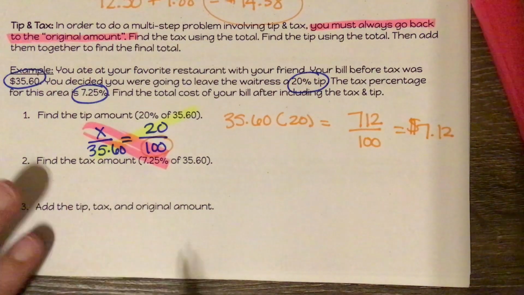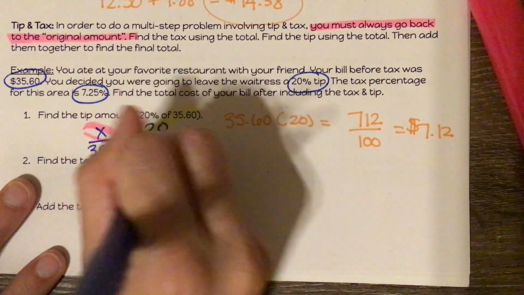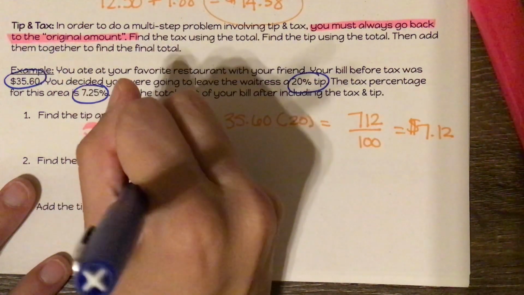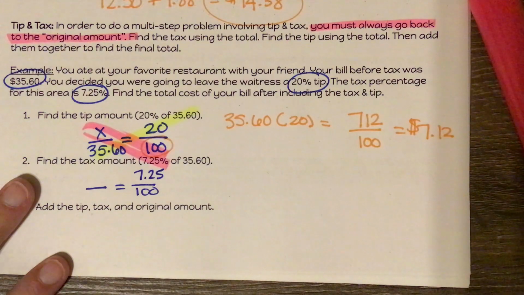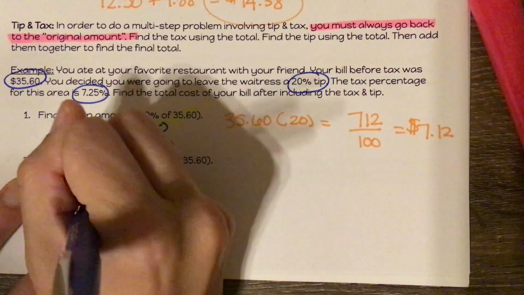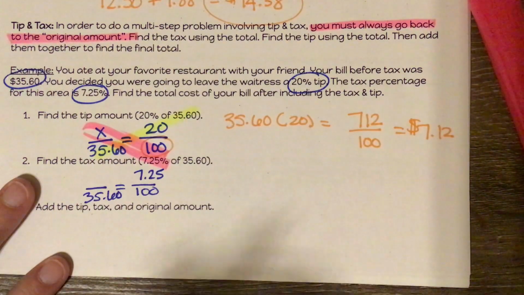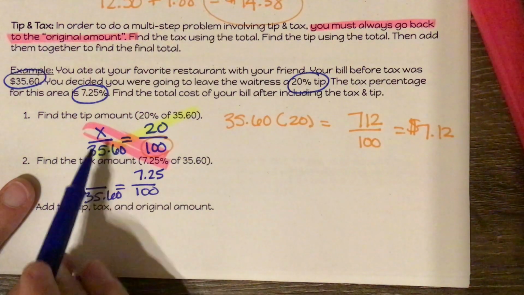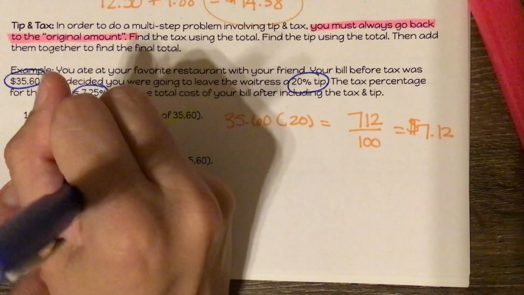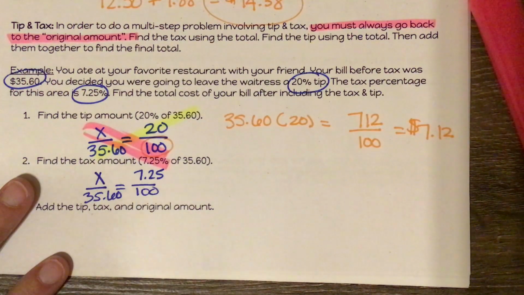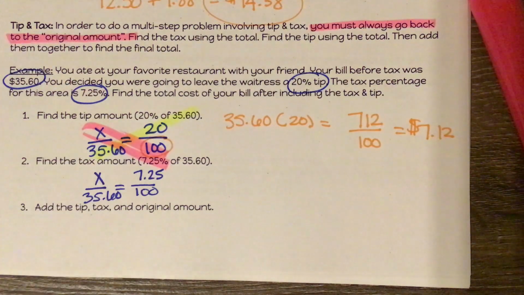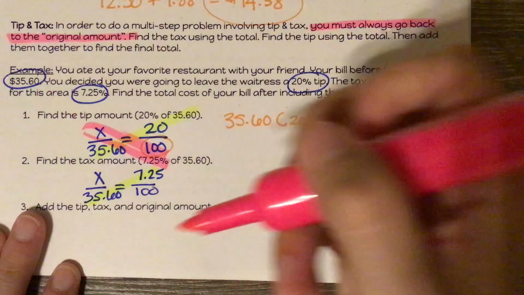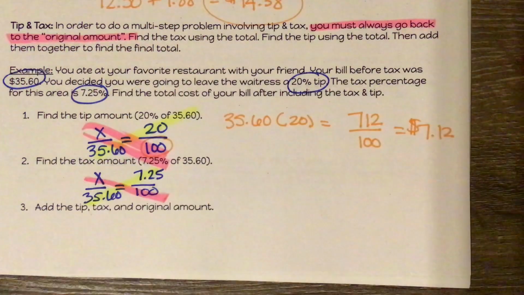Okay, so now same thing, we're finding the tax. Again, it's on that original amount. So I'm setting up my blank proportion, 7.25% above the 100, and our total is still the $35.60. I'm not adding in the tip and then doing the tax, just like I don't do the tax first before the tip. They both have to be on that original amount. I'm just going to say it again because people are going to make that mistake. It's both on that same amount. Now we've got our blank proportion set up that we can solve.